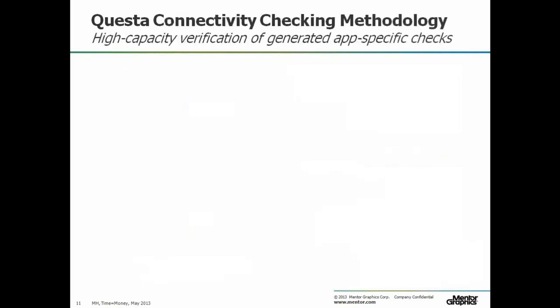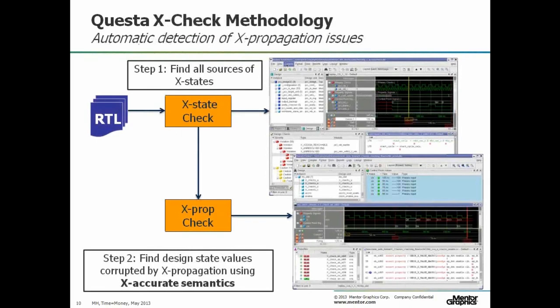I'll just ask about X. Sure. Representation, is it a four-state representation? It is, yeah. The question was whether the X state is a four-state representation. Yeah, it's X accurate, so it's a four-state representation.